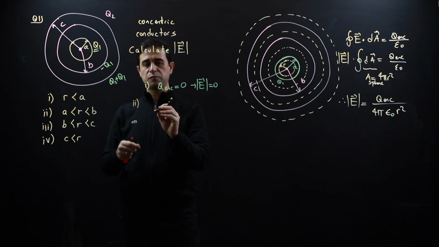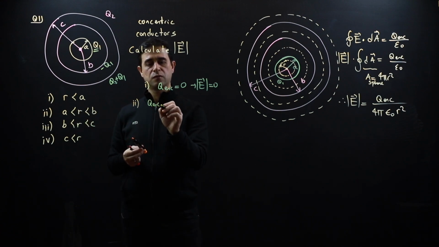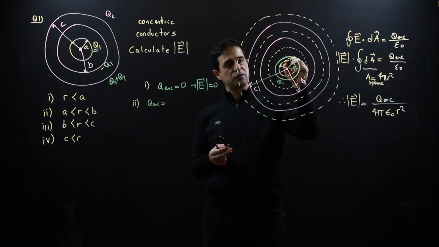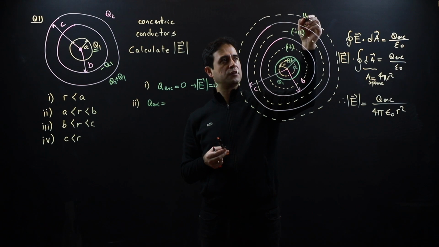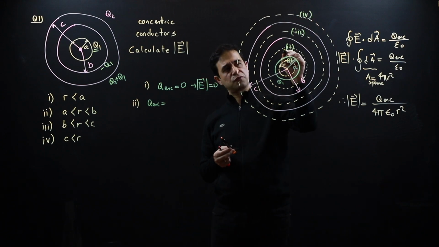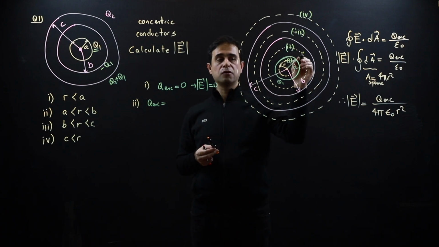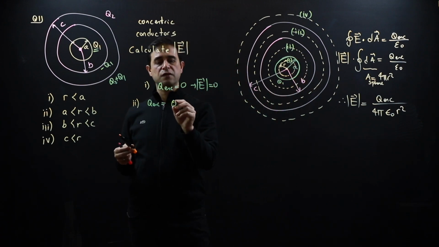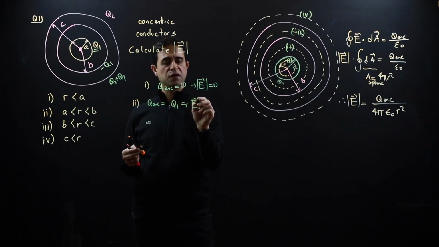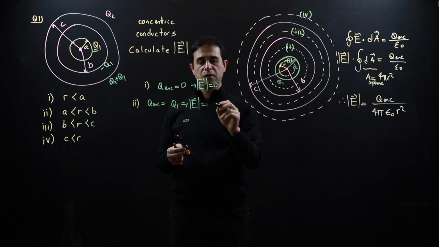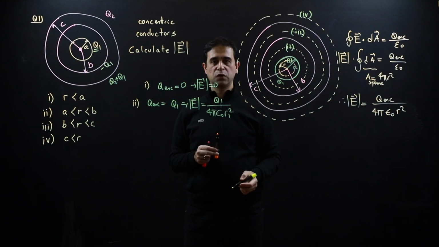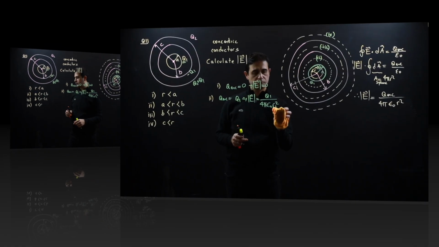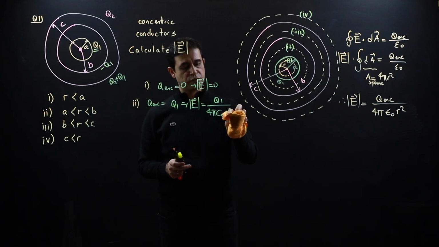when R is between A and B, what is Q enclosed? Now it's the second one, so let me even give numbers here. Okay, so this is like 1, this is like 2, the third one, and the fourth Gaussian surface. For the second Gaussian surface, so you see this is the Gaussian surface. The enclosed charge here is Q1, right? So it's just Q1. And therefore, the magnitude of E, the electric field at any point, is Q1 divided by 4 pi epsilon 0 times R squared. Okay? Not R1, sorry. It's R squared. There's no index in here.